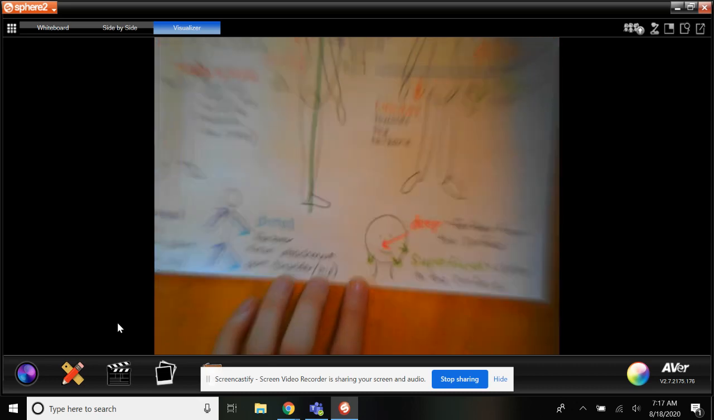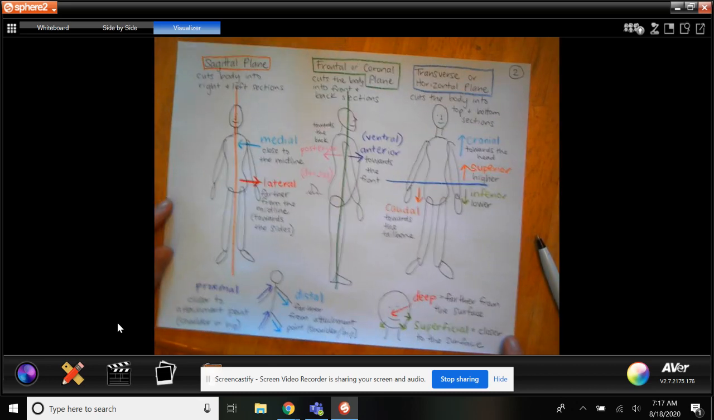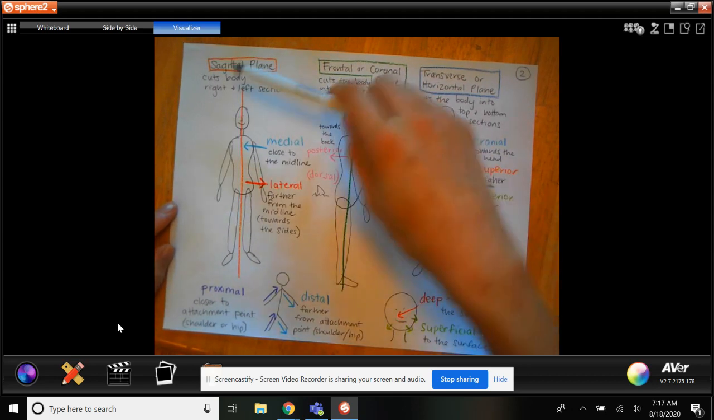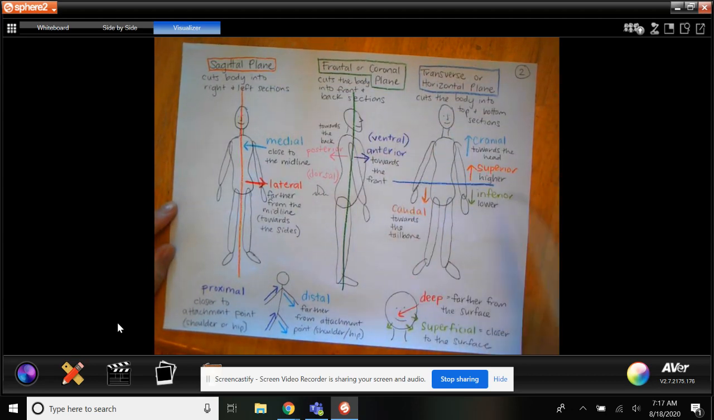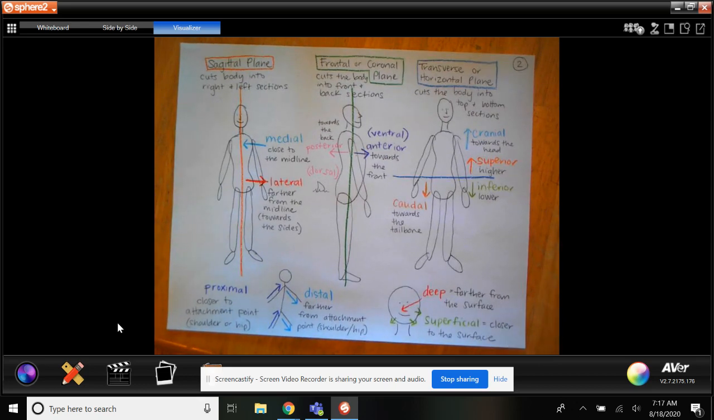All right, and that's it for our anatomical planes, the 3 ways to cut the body, and anatomical directions. It might seem like a lot of vocabulary, but with practice, you'll start to talk like an anatomist too.